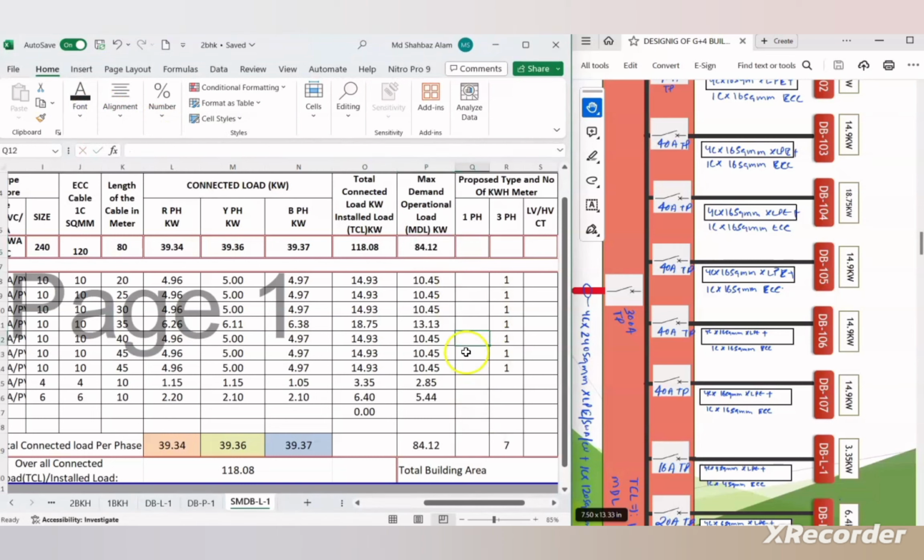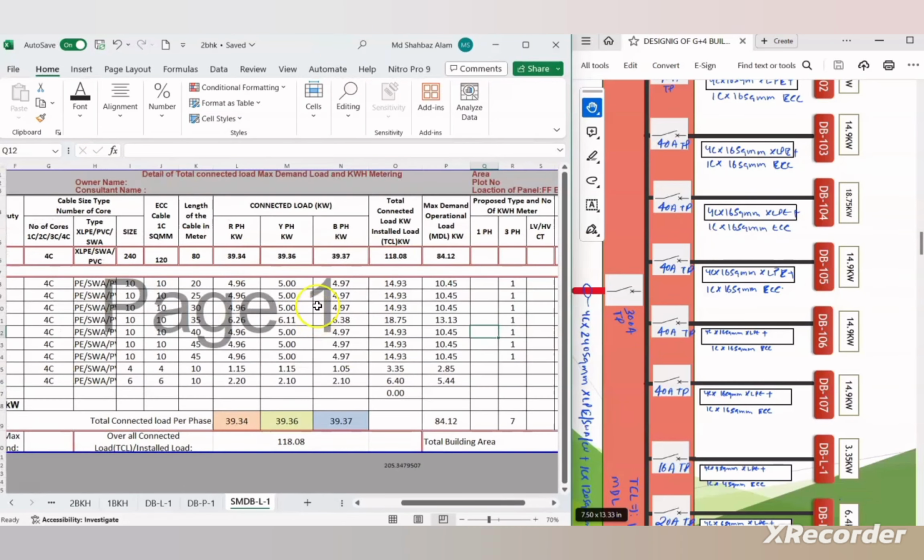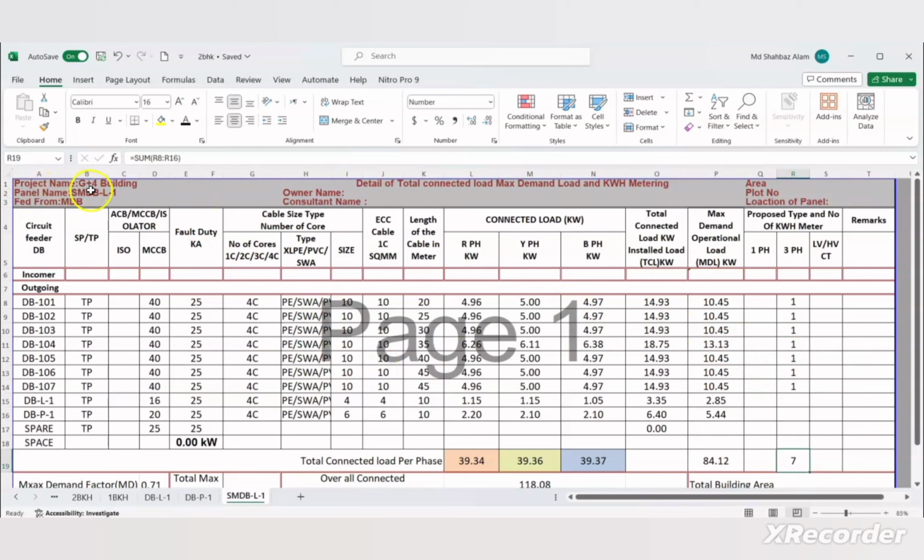Okay, now this is all about the SMDB load schedule. Now, apart from that, I wrote here the project name. It is just a sample I'm making, but I wrote the project name as G+4 building. The panel name is SMDB L1, fed from MDB. Owner name, you can write whoever the owner is. Consultant, write the consultant name. Area where this project is, in Dubai. Plot number, what is the plot number of this project, and the panel location here will be first floor electrical room.